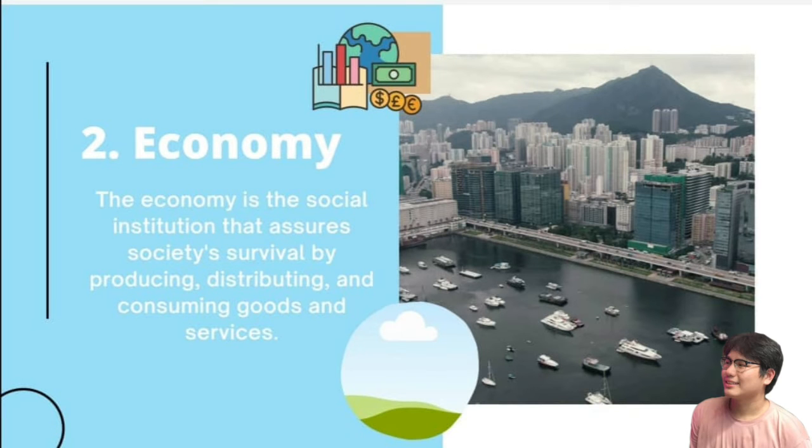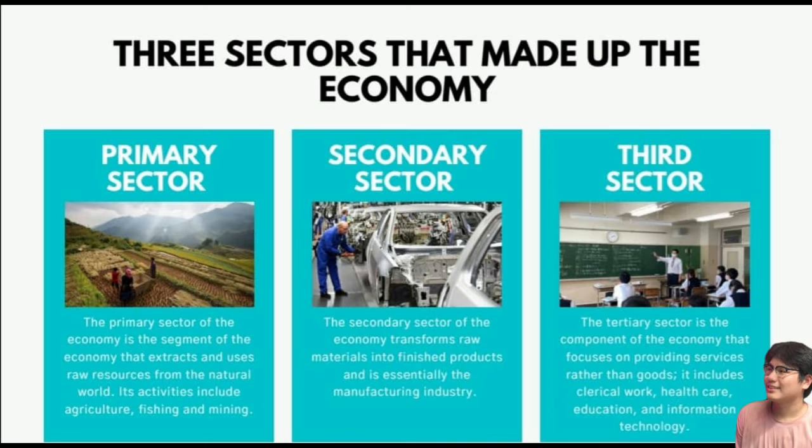The second one is the economy. The economy is the social institution that assures society's survival by producing, distributing, and consuming goods and services. As you can see, there are 3 sectors that make up the economy, which are primary, secondary, and tertiary.